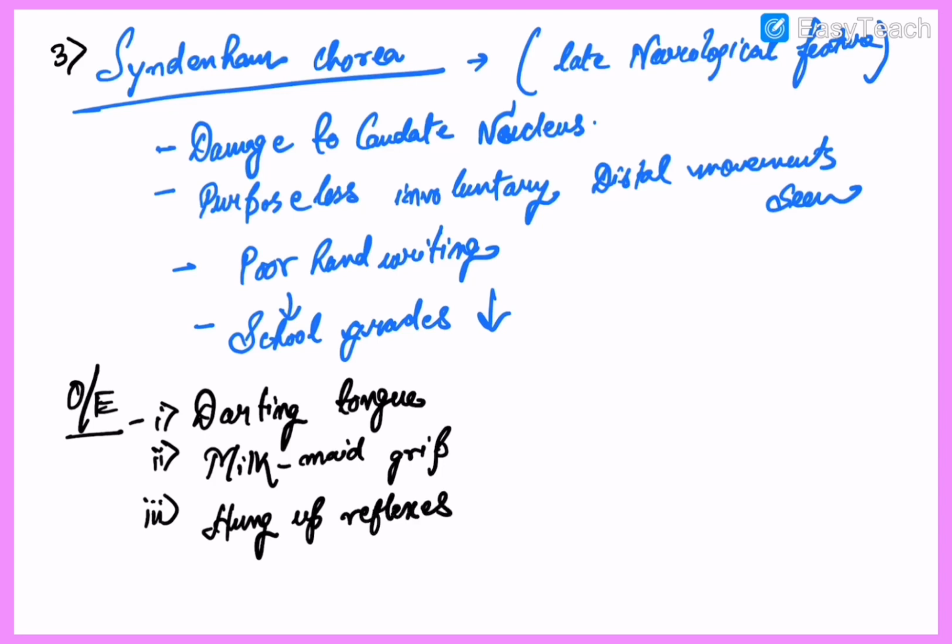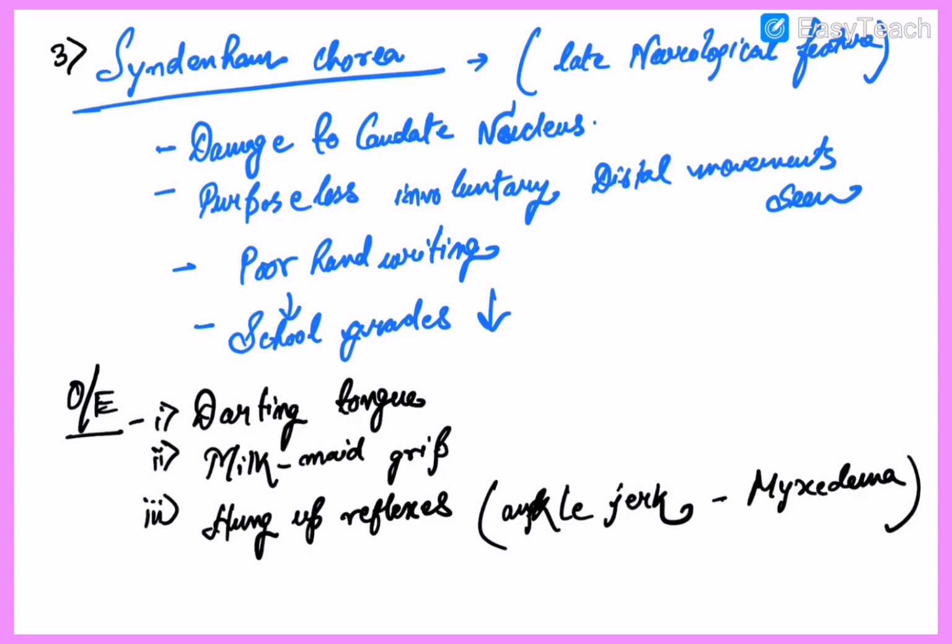If he or she has hypothyroidism, he may end up with a hung ankle jerk in myxedema. Dysarthria or unclear speech is also noticeable. Unclear speech, known as dysarthria.